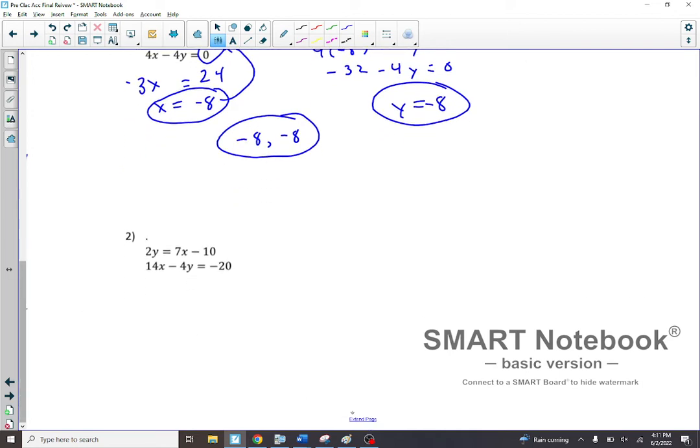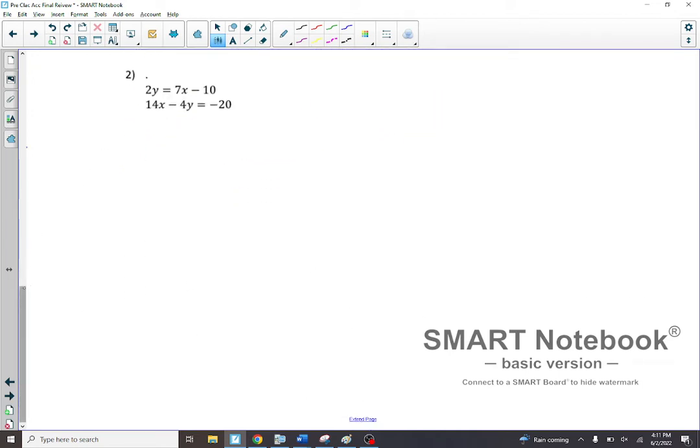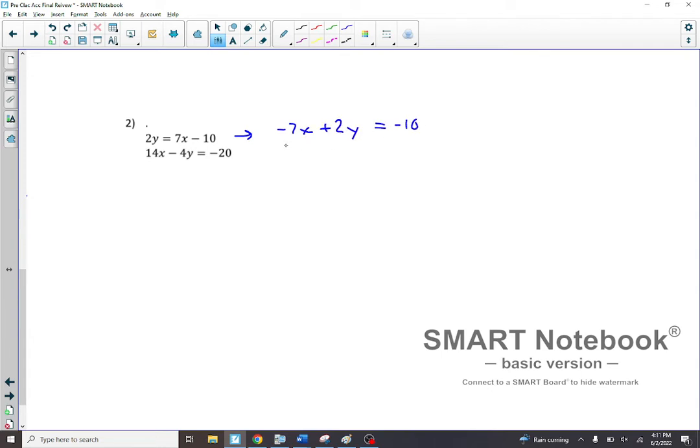Before you do that, though, you have to make sure it's written in kind of like elimination format, all on the same side. So on this one, I'm going to rewrite as negative 7x plus 2y equals negative 10. And then 14x minus 4y equals negative 20. From here, you could do elimination or whatever you want to do. You know what? I'm just going to do elimination, and then I'll show you in the calculator.